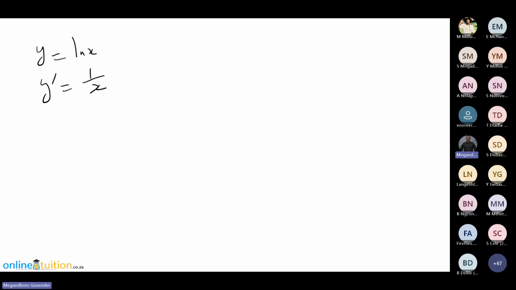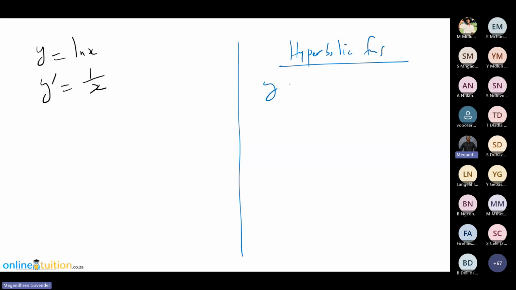Now that we have these, we also have the following. What about the hyperbolic functions? I'm just giving you all of them, and then we'll start applying these rules. Hyperbolic functions. So I've got y equals sinh x. The derivative of this is cosh x. Now, guys, can we prove this?